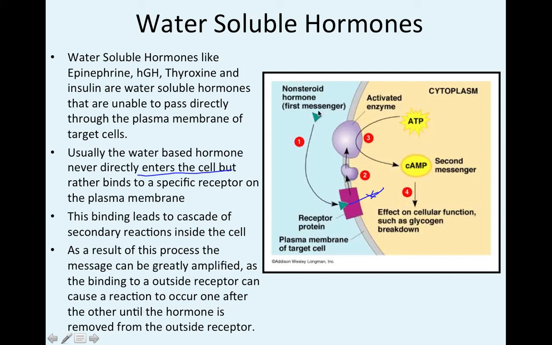Because I'm binding outside, and I don't necessarily use this hormone to initiate anything, I'm not going to run out of it. I can just have this hormone stuck on this receptor, and then reactions are going to keep occurring and keep occurring inside the cell until I release it. Because I don't actually use the hormone to create the reaction, I'm not going to run out of it. So it can just stay there and continuously cause reactions to occur.